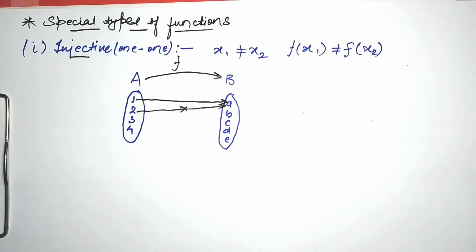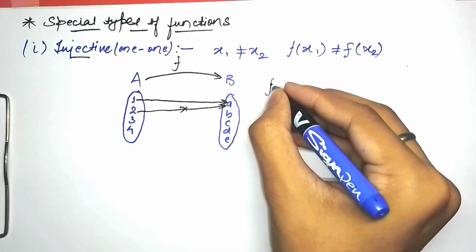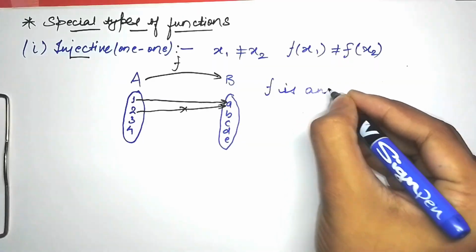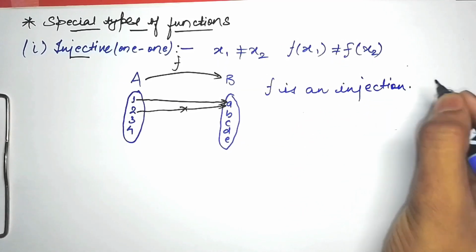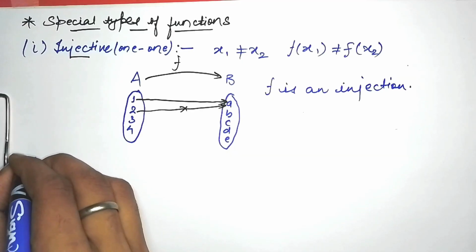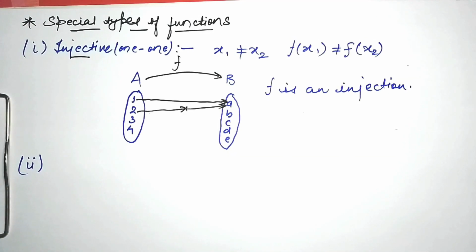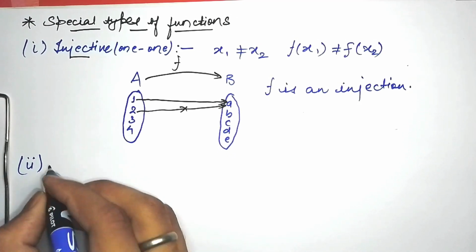And when a function is injective, then we can also say that this f is an injection. I hope you understand this. Now we will move on to the second type of function. The second type of function is the surjective function.